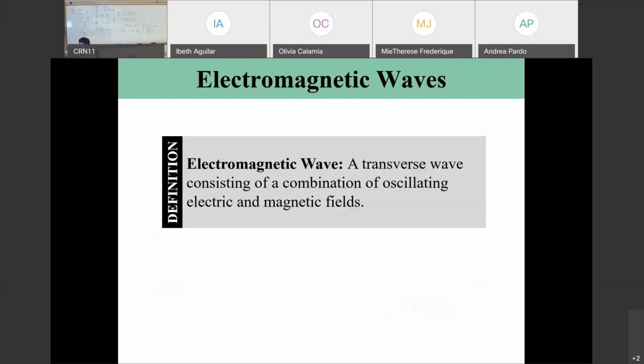An electromagnetic wave is a transverse wave. What is a transverse wave? It's a wave where the oscillations are perpendicular to the direction of propagation.